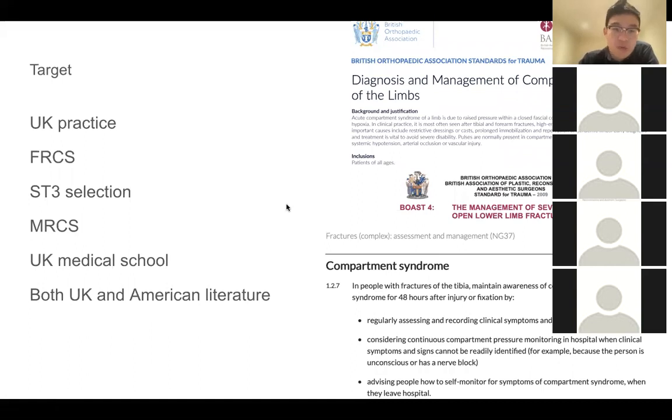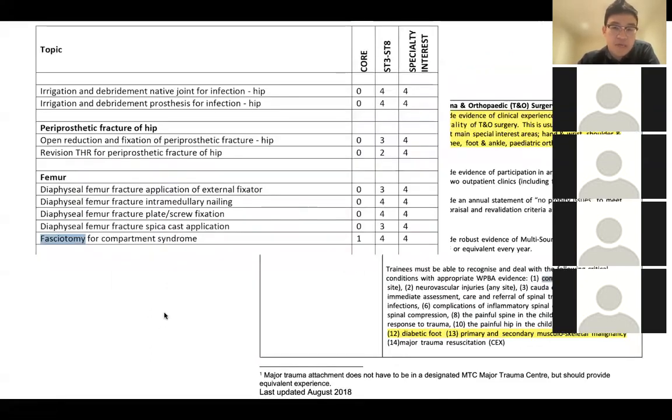So we'll talk about what UK practice is, focusing on ST3 selection, a bit of MRCS, and what UK medical students will want to know. The articles are mainly British and American based. We care about it because it's a critical case-based discussion towards the end of consultancy, and core trainees need to know a bit about it.